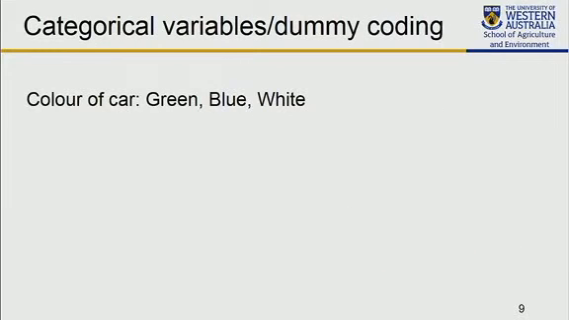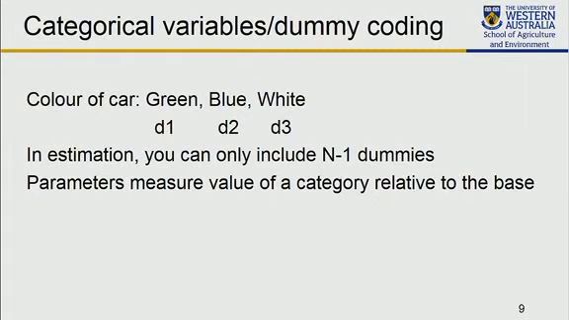Building block number 2: categorical variables. These are things which don't have a continuous scale. If I'm asking somebody to choose a car they want to buy: green, blue, white. If we're going to include that in the model, we have to dummy code them. We create dummies D1, D2, D3 as to whether or not the car I'm looking at is green, blue, or white. In estimation, you can only include n-1 dummies. I've got a categorical variable with 3 levels, and I can only include 2, because these always sum up to 1 for any particular choice set. The car has to be one of those 3 colours.